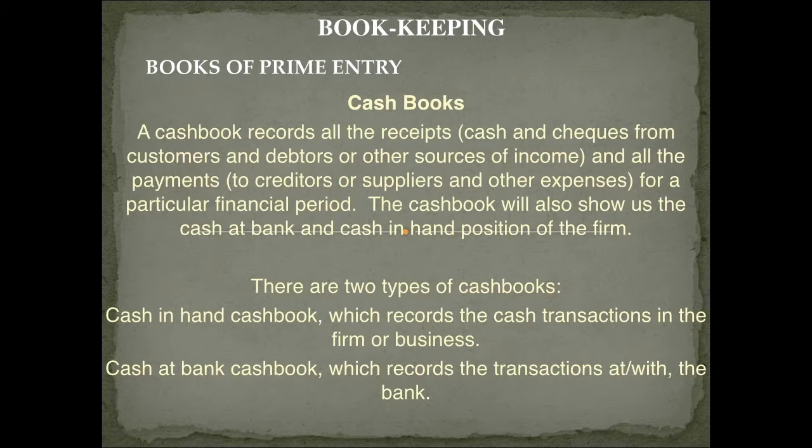There are two types of cash book: cash in hand cash book and cash at bank cash book. The cash in hand cash book records cash transactions that are in the firm. The cash at bank cash book shows the transactions or activities that have been done in the bank.